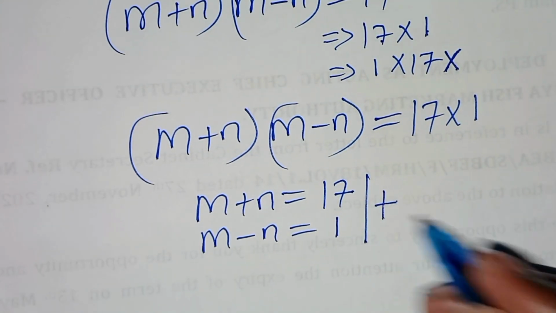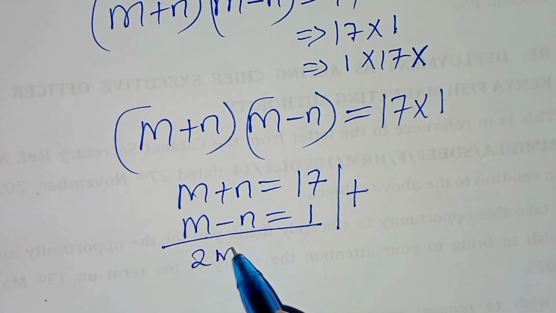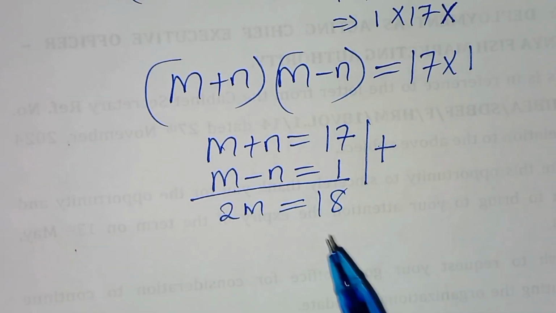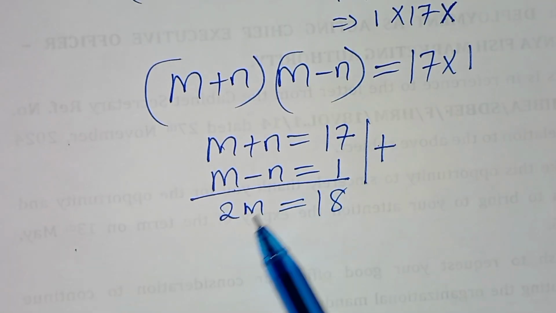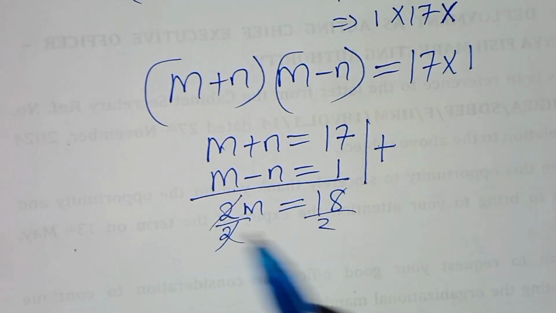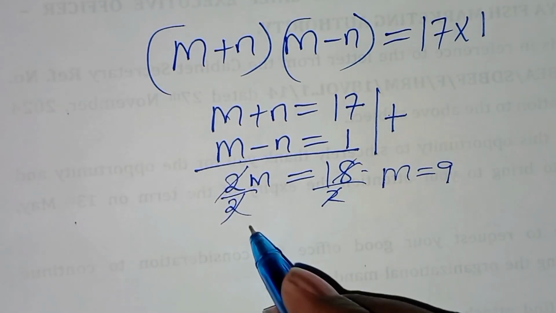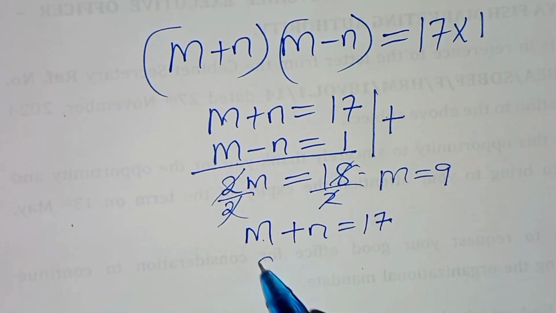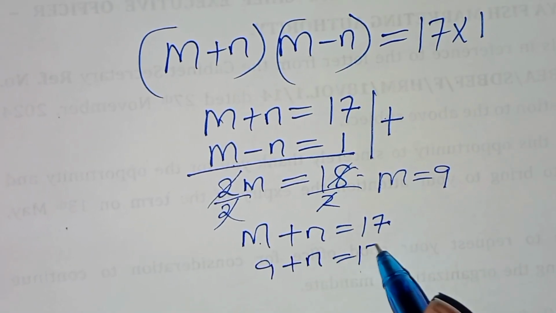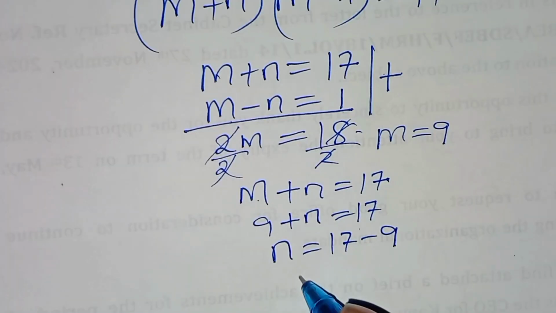Let's add these two linear equations, so that here we have m plus m, which is 2m, then n plus minus n, which cancels, and then 17 plus 1, which is 18. Dividing by 2, this means that m is equal to 9. That implies n: we have m plus n equal to 17, so 9 plus n is equal to 17. So n is equal to 17 minus 9, and this is equal to 8.